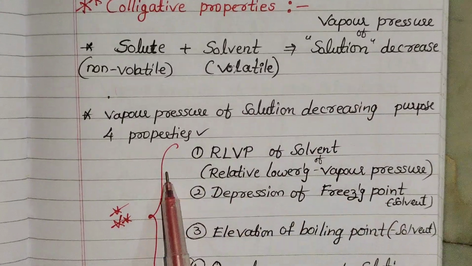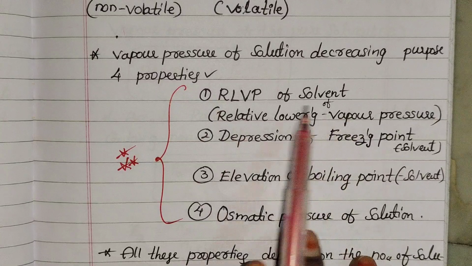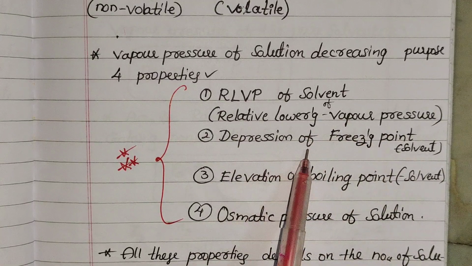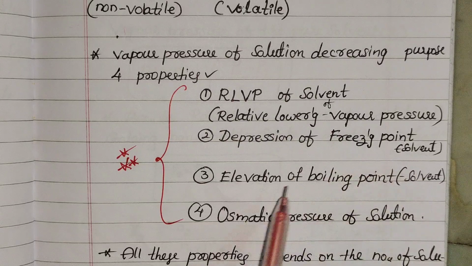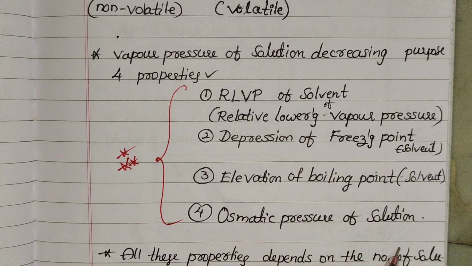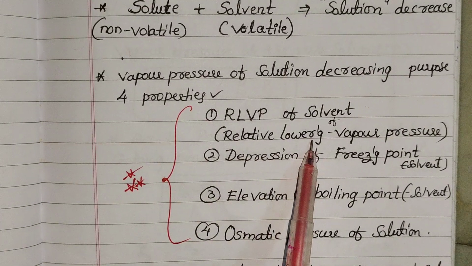So for that purpose we have four properties. One is RLVP, relative lowering of vapor pressure of the solvent. Next, depression of freezing point of the solvent, elevation of boiling point of the solvent, and osmotic pressure of the solution. And this RLVP is one of the important properties. Now I want to explain that.